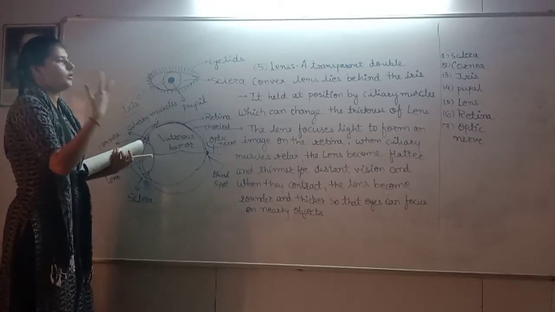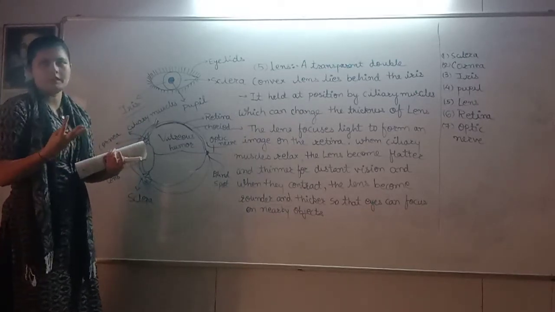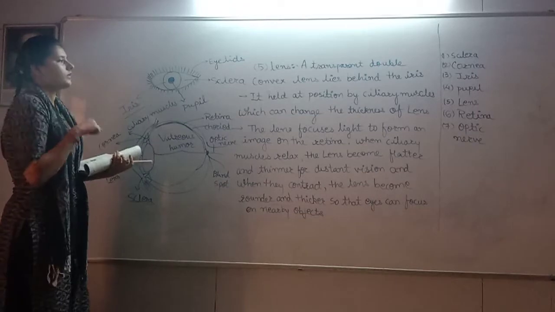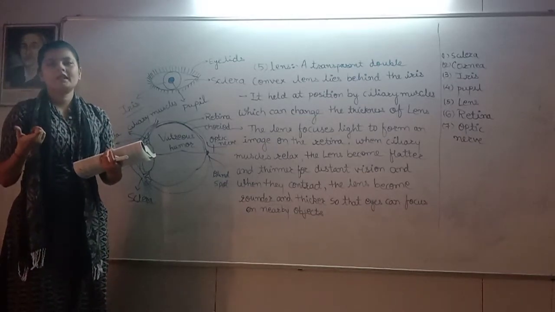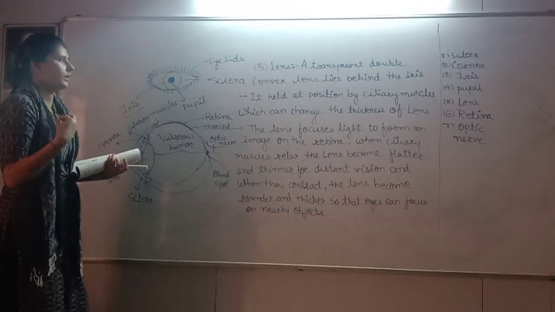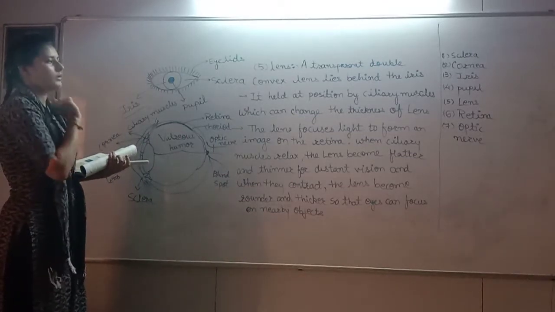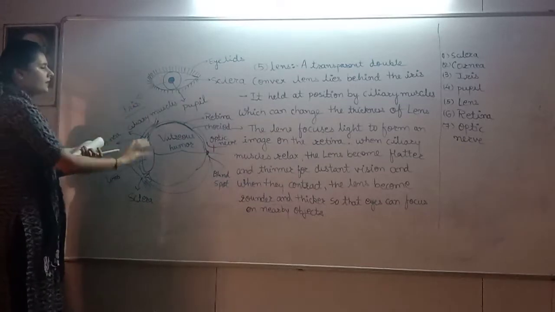About sclera, cornea, and iris. Right? So now we are discussing number 5, that is lens. So we know that the eyes are a very delicate part of our body. So now we are discussing first that is about lens. So you can see the two diagrams over here.